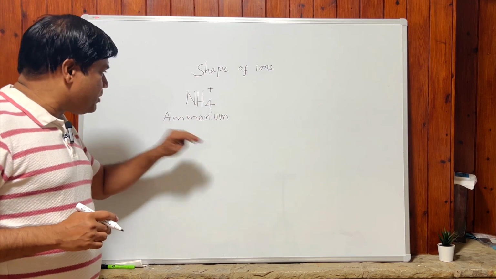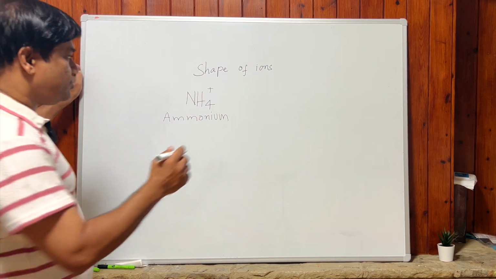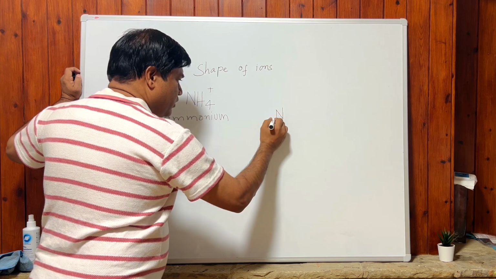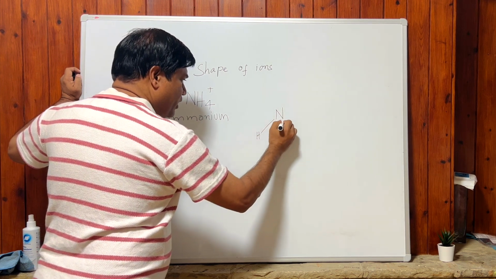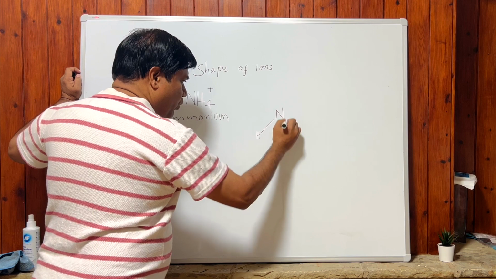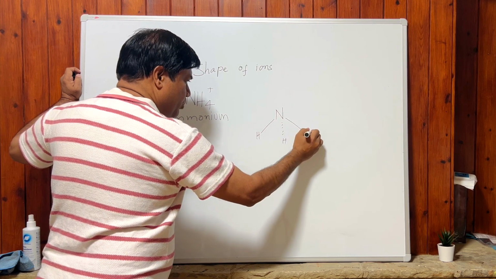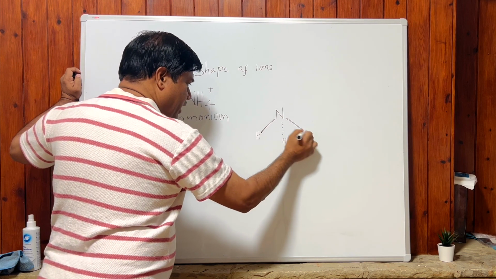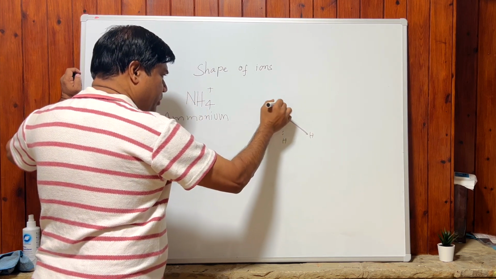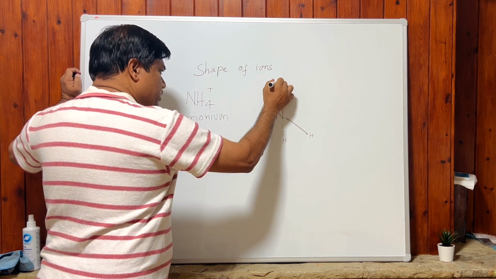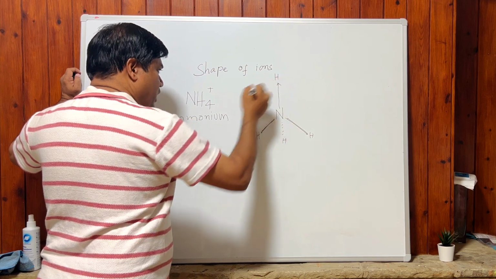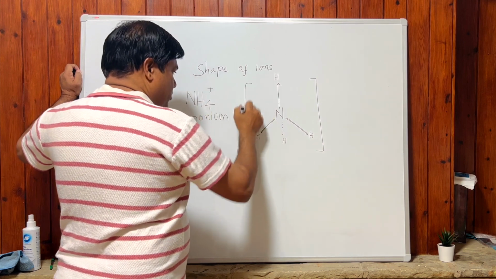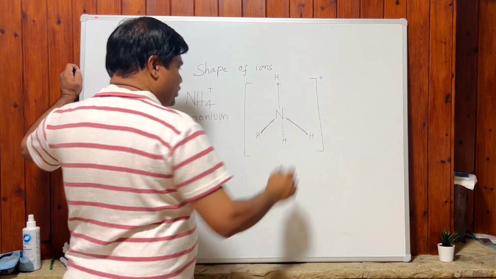Now let's see the shape and bond angle. Look at the ammonia. It has 3 bonded pairs of electrons with 1 lone pair. Agree? Whatever lone pair it has, it is donated to hydrogen. Now, with the positive charge, because nitrogen lost a pair of electrons. Now, look at that.